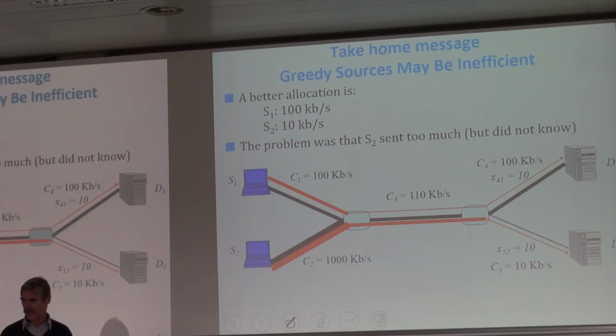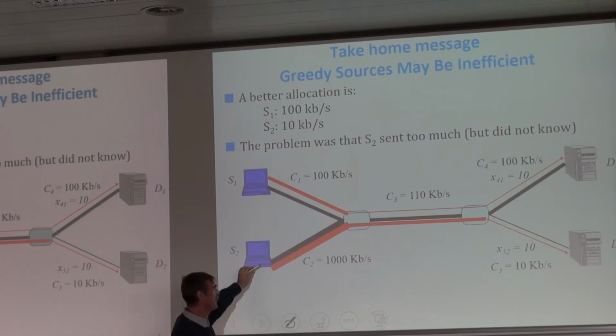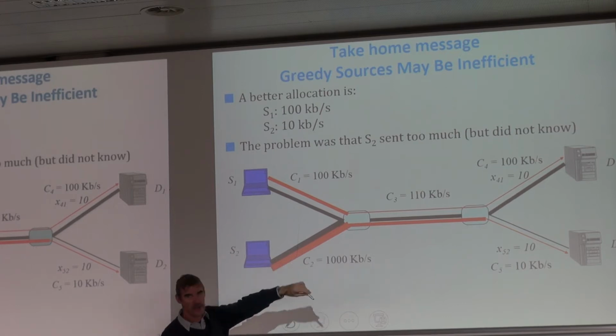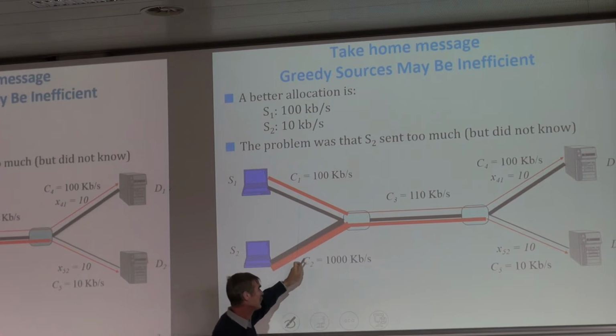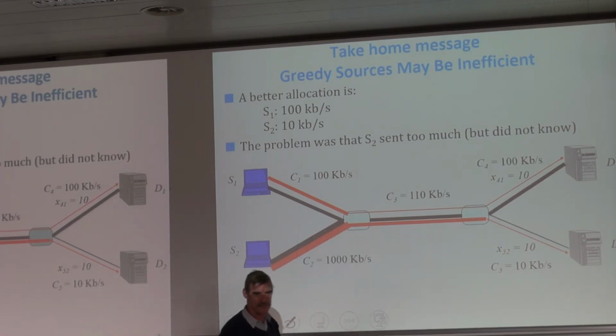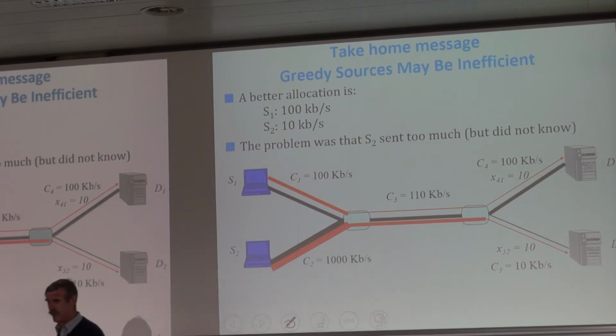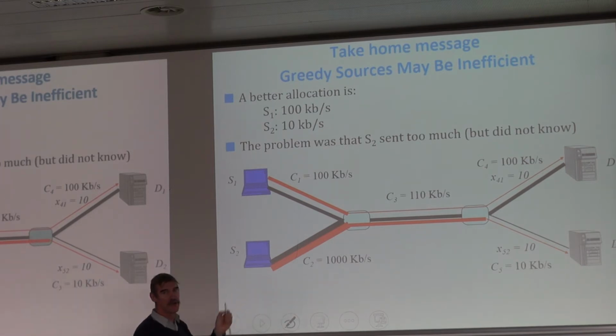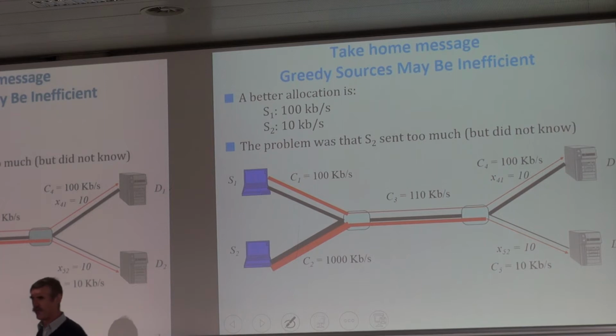Being greedy is not efficient, and we could do better. Here the problem was that S2 was sending too much. It was sending more than it could, more than is useful, because most of what it's sending is lost, but by doing that it is hurting S1 at this multiplexing point for no value to S2. If we had a mechanism to force S2 to send at 10 kilobits per second, the problem would go away. This is what we'll try to achieve with congestion control in the internet.